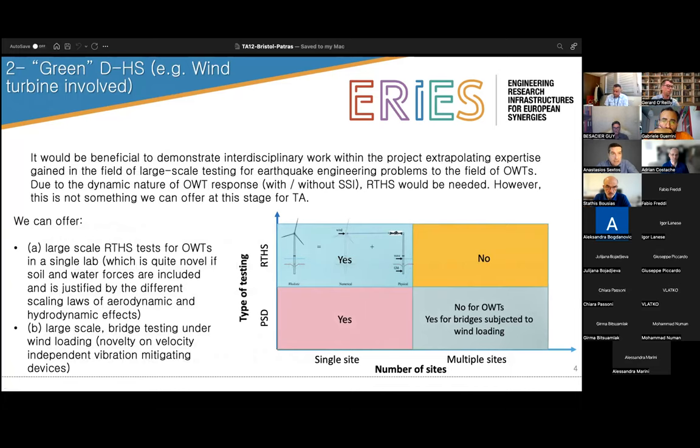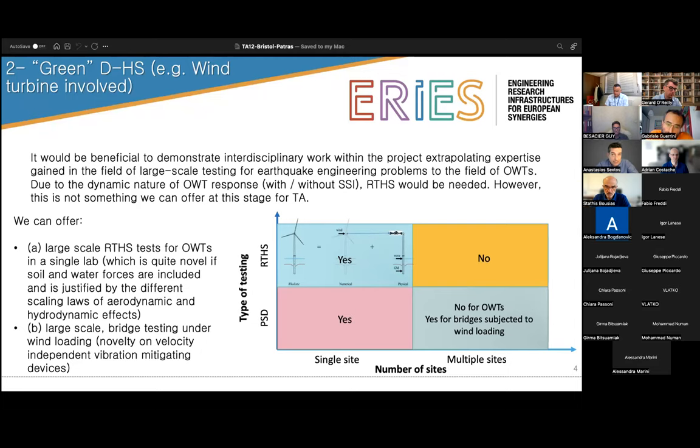Having said that, in case of the second version of a hybrid test, which could involve a green test, let's say a wind turbine, let me just go through the yes and the no's. If you see here in the figure, there are two types of tests, pseudodynamic and real-time hybrid simulation, in the vertical axis, and in the horizontal axis, you can see the option of having a single site or multiple sites.